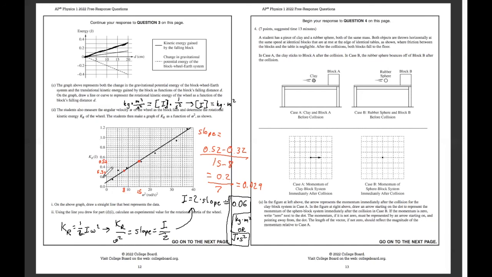All right. And so that does it for question number 3. That does it for the AP Physics 1 2022 publicly released free response questions.